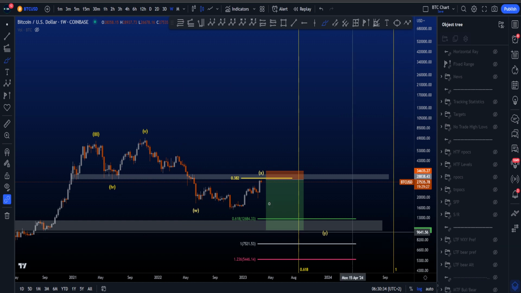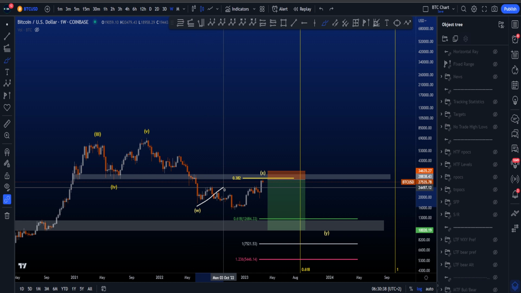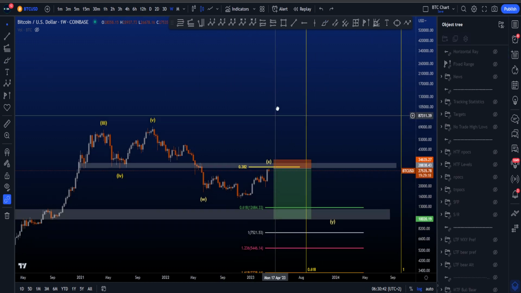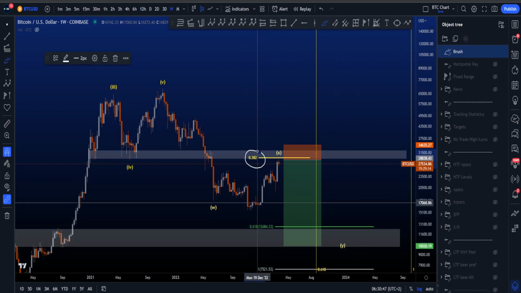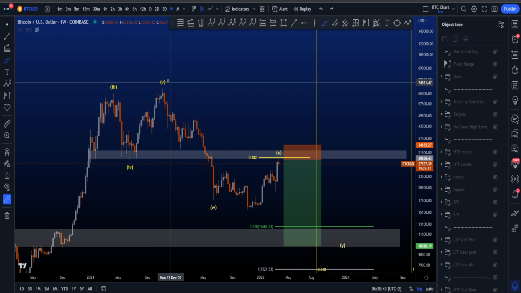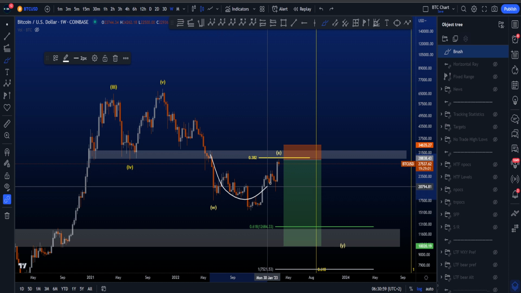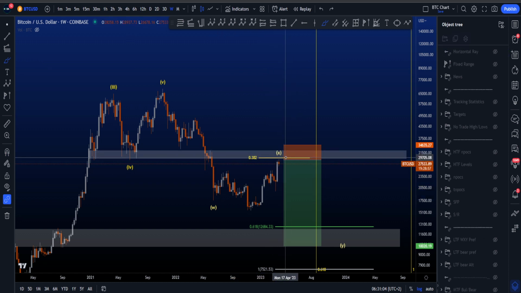Then if we look at the corrective structure, we have a 3-wave structure over here in the W, followed by a 3-wave in X, and we would expect another 3-wave structure down in Y. In this scenario, the minimum target for wave X is the 0.382 Fibonacci, taken from the all-time high to the low of W, sitting at about 29.6k. It also has nice confluence with this support resistance area that we haven't backtested for a very long time, as you can see. So a potential trading setup over here could be very interesting.